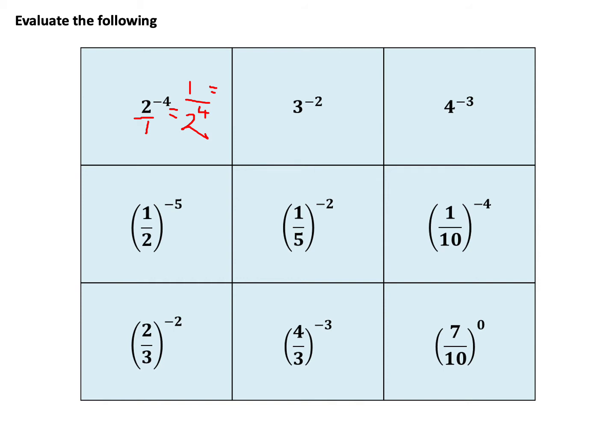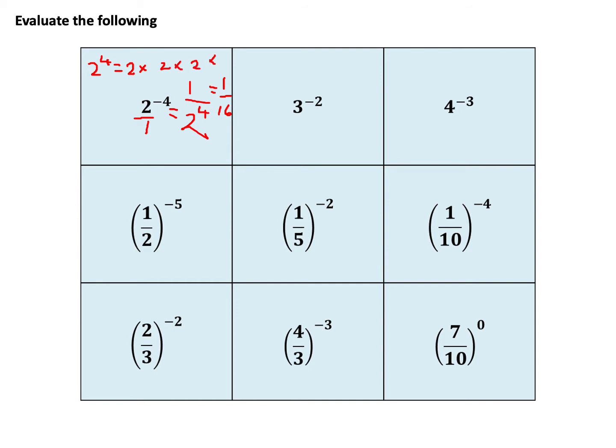1 over 2 to the power of 4 means 1 over 2 times 2 times 2 times 2, which is 1 over 16, guys. Okay, so 2 to the power of 4 just means 2 times 2 times 2 times 2. So that is my answer there.